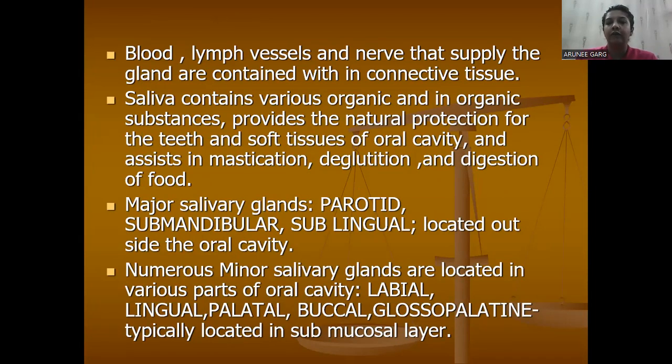Saliva contains various organic and inorganic substances, and it provides natural protection for teeth and soft tissues of the oral cavity. It helps in mastication, deglutition, and digestion of food, that is, chewing, swallowing, and digestion. The major salivary glands are the parotid, submandibular, and sublingual salivary glands. Numerous minor salivary glands are located in various parts of the oral cavity. They are the labial, lingual, palatal, buccal, and glossopalatine glands, and are typically located in the submucosal layer.